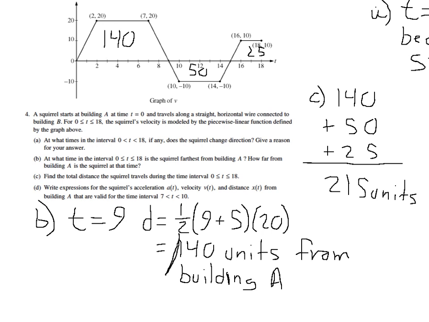And again, it's very important that we understand that here they want the total distance traveled and not how far from the building he is. If they wanted how far from the building he was, we'd have to treat this 50 as negative because he's going 50 units back towards the building. Okay. But that's part C. Let's move on to part D.